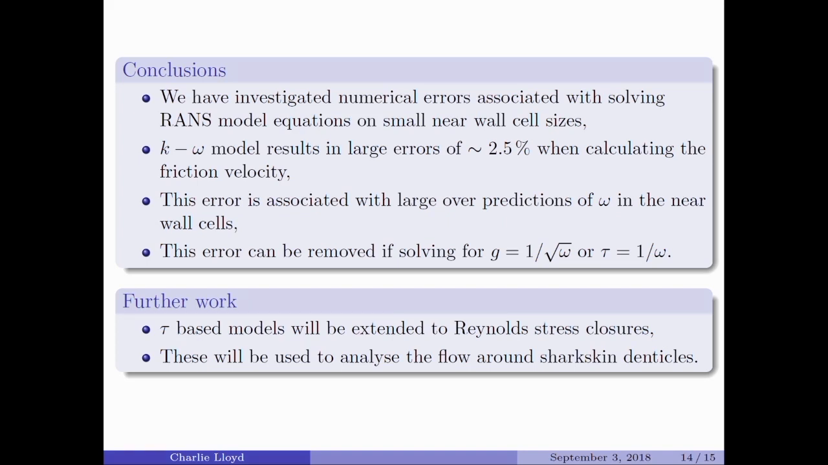Maybe one question. So why are the k-tau and kg models used much less than the omega?